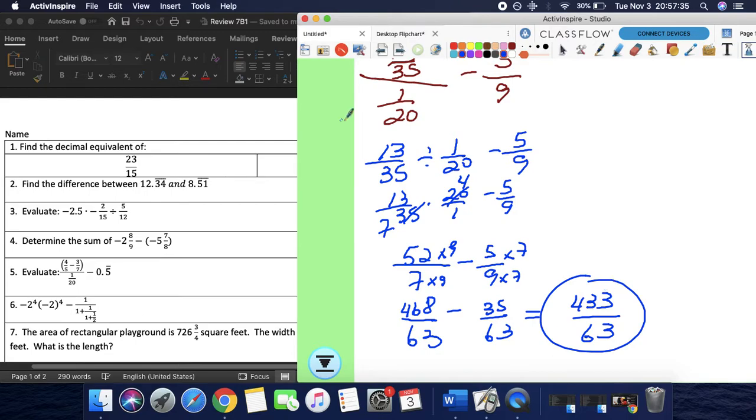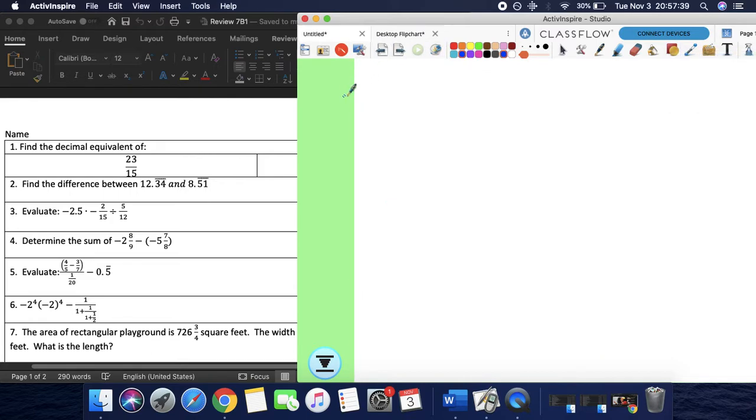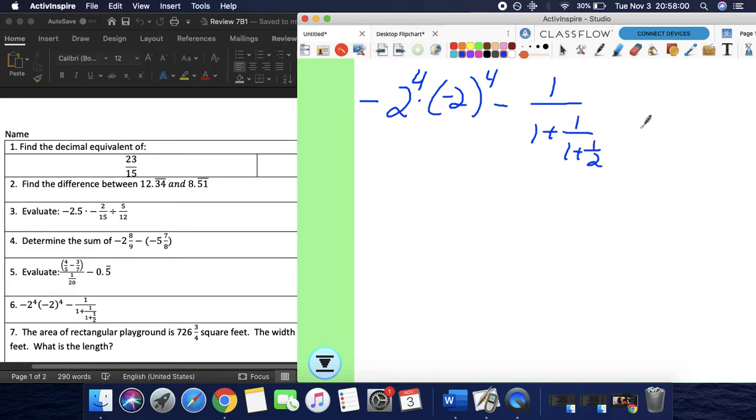Okay, so moving on. Oh, geez. Okay, we have to be really careful with this problem. Let me rewrite it nicely. It says minus 2 to the 4th power, times minus 1 over 1 plus 1 over 1 half. Let's take care of this ugly stuff here.